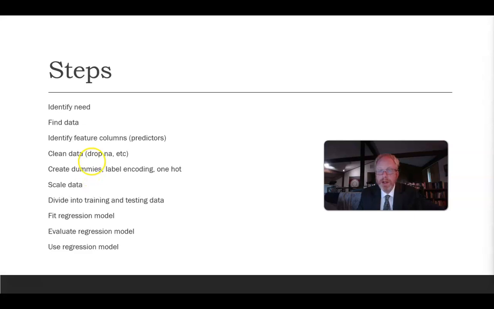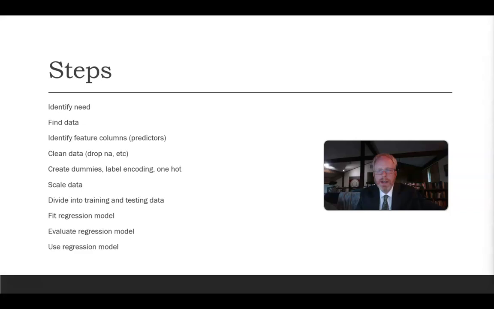The first thing we want to do is identify a need. What is it that we're trying to predict, or what is it that we're trying to model? Then we want to find the data that will support this model. Then we want to identify feature columns, in other words, what are the predictors that we can use to predict the outcome? We can use things like random forest, RFECV, backwards elimination, forward selection, exhaustive search, several different ways we can identify those columns.